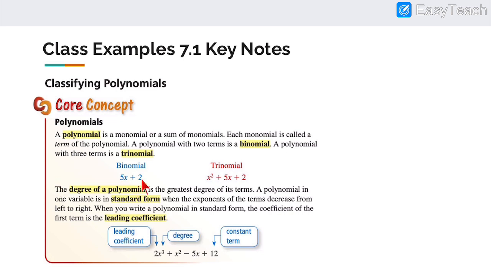The degree of a polynomial is the greatest degree of the terms, so you have to look at all the terms. It's helpful if you have them in standard form, which means they go in order: the highest exponent, then the next exponent, followed by the constant term. When we talk about the leading coefficient, it just means whichever term has the highest degree, we look at that coefficient, the number that's being multiplied by the variable.